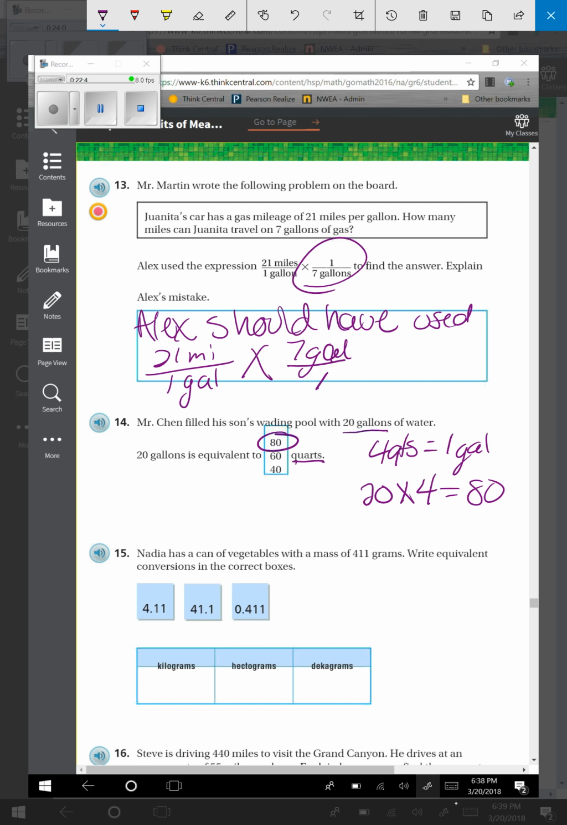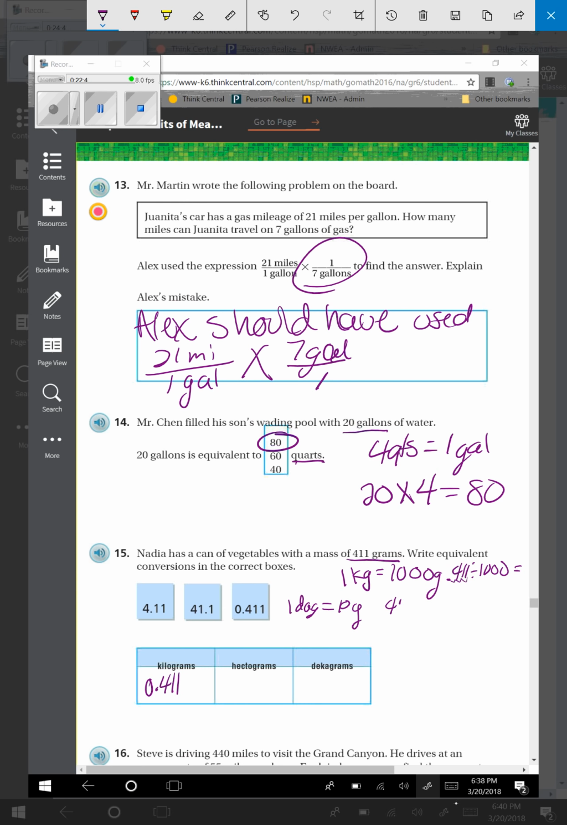Nadia has a can of vegetables with a mass of 411 grams. Write equivalent conversions in the correct boxes. So there's 1 kilogram equals 1,000 grams. So if we take the 411 divided by 1,000, we're going to get 0.411.